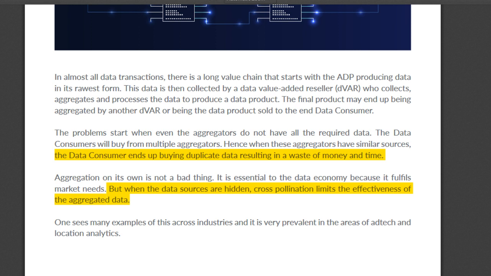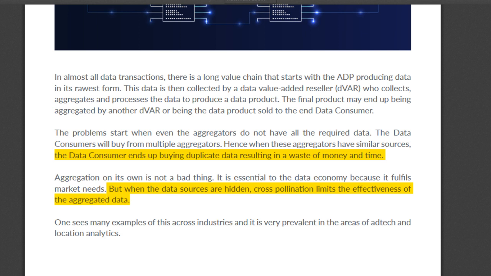But when data sources are hidden, cross-pollination limits the effectiveness of the aggregated data, because each one of these data aggregators is not sharing where they're getting their information from, because that would be a sales advantage to one of their competitors. They're not just going to say, oh yeah, we only get our data from these 2 cell phone games. They're just going to say they get a large amount of data from this sector here. I'm waving my arms around wildly, you just can't see it, which is probably a good thing.